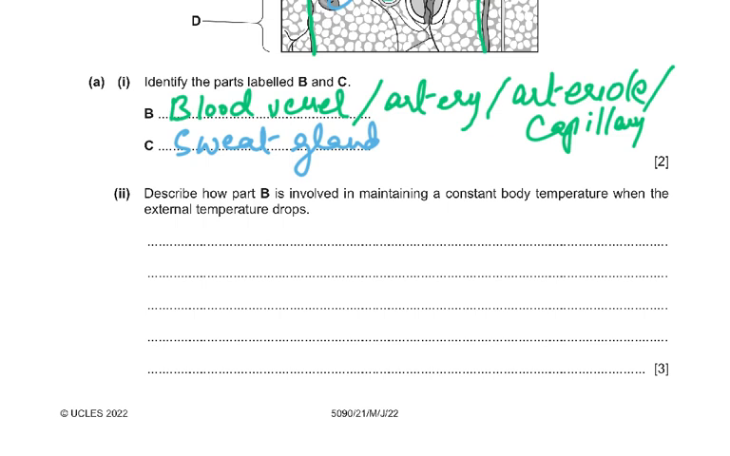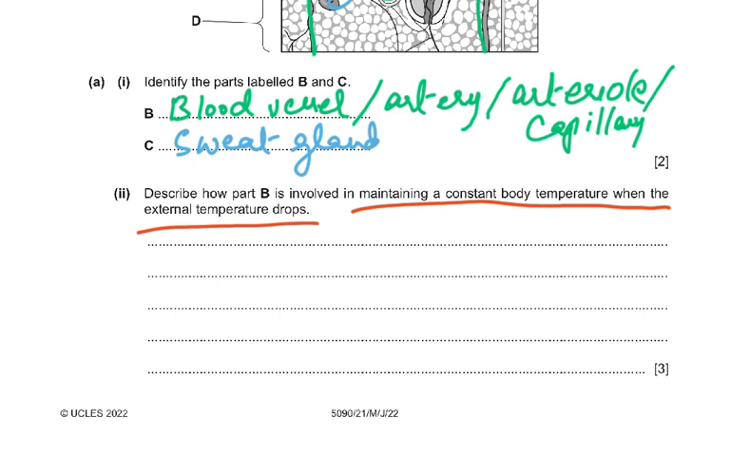So how part B is involved in maintaining a constant body temperature when the external temperature drops. So just imagine you're in a very cold room. How are your skin blood vessels going to react? There's going to be less blood in them. Decrease in the heat loss. So what is this called? This is called vasoconstriction. Well, if you wrote vasoconstriction, or if you said blood vessels or arteries or arterioles, they become narrow or they become constricted.